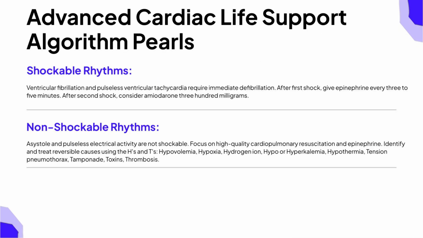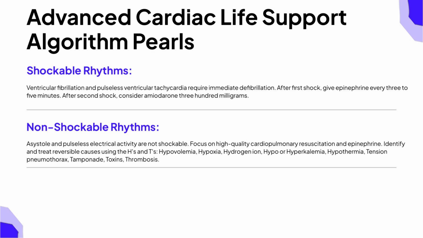Here are some advanced cardiac life support algorithm pearls for boards. Shockable rhythms include ventricular fibrillation and pulseless ventricular tachycardia. These require immediate defibrillation. After the first shock, give epinephrine every 3 to 5 minutes. After the second shock, consider amiodarone at 300 milligrams.